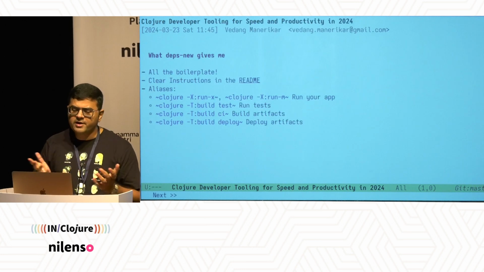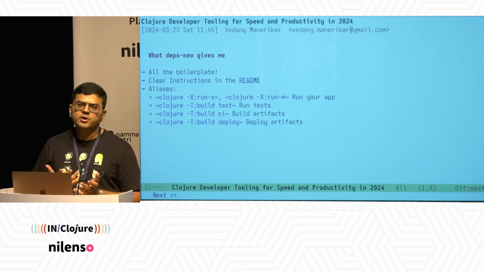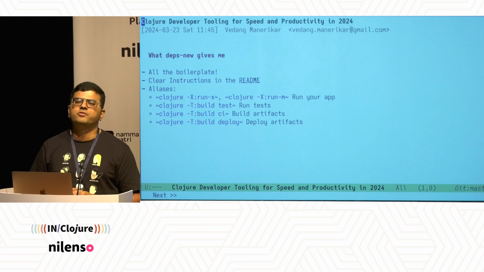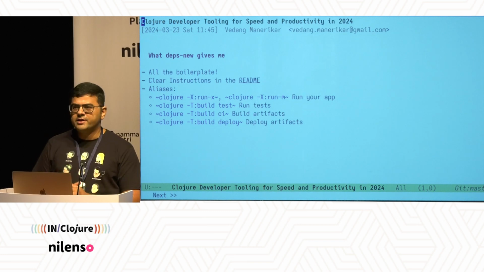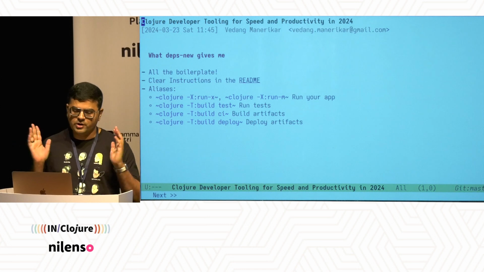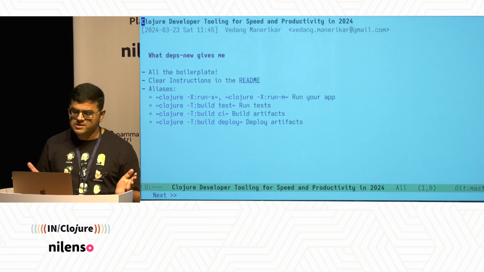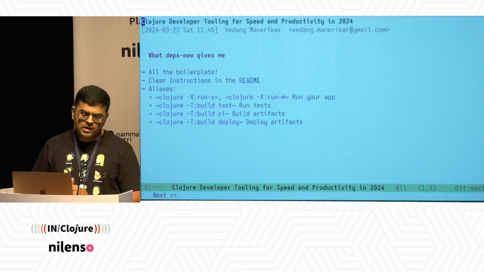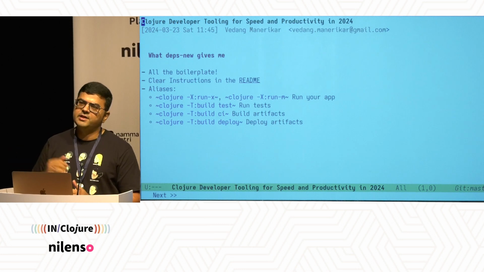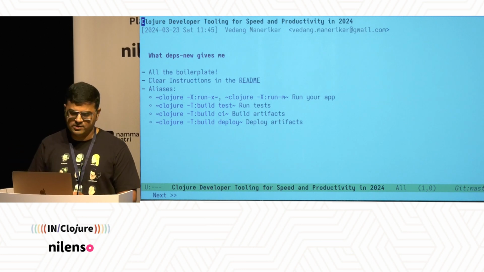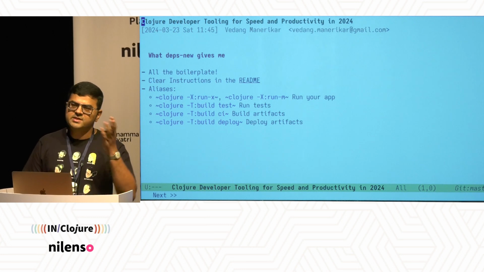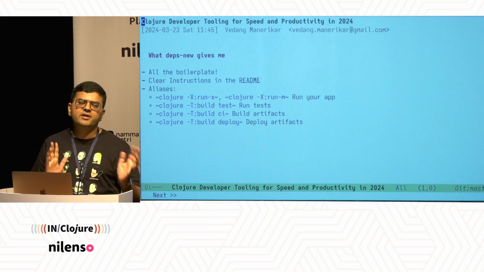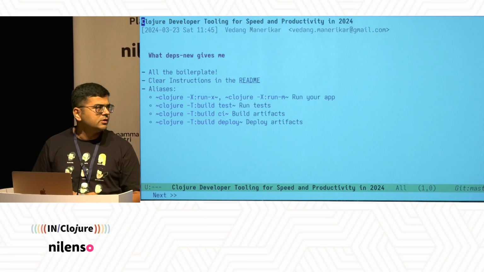So what did it give me? It gives me all the boilerplate that I need to get started with an application or with a library. If you look at the README that it generates, there are very clear instructions on how I should be running my tests, how I should be running the library itself, how I should be building it, things like that. All the aliases are there in the deps.edn file, and the commands that you can see on the screen are all there in the README. So this is great. This gives me a standardized way of getting started with development.